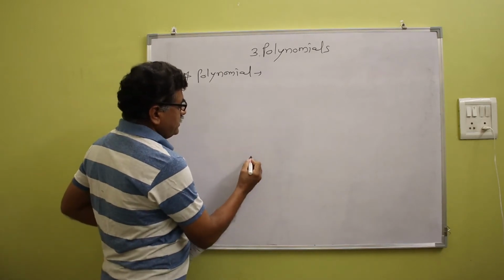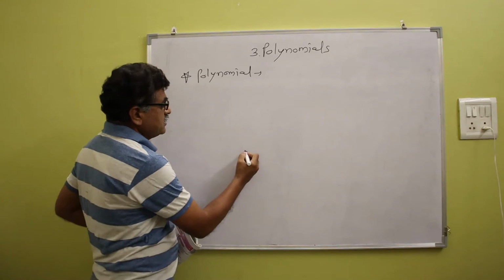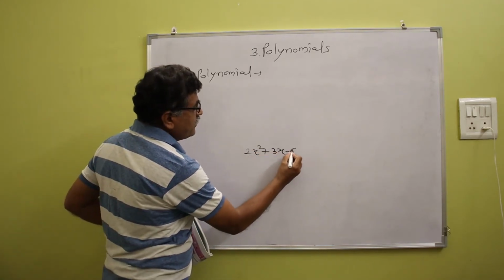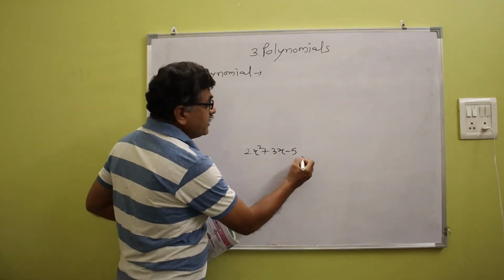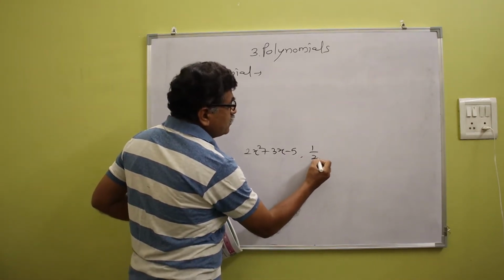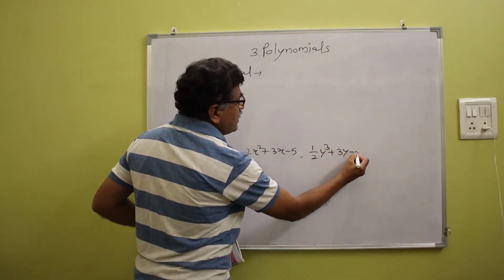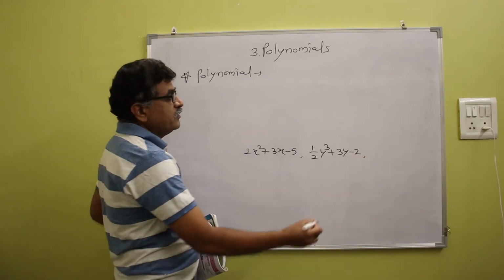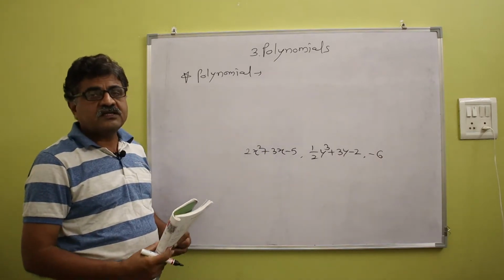Now, algebraic expressions, suppose 2x square plus 3x minus 5. This is an algebraic expression. 1 upon 2y cube plus 3y minus 2, minus 6. These are algebraic expressions.